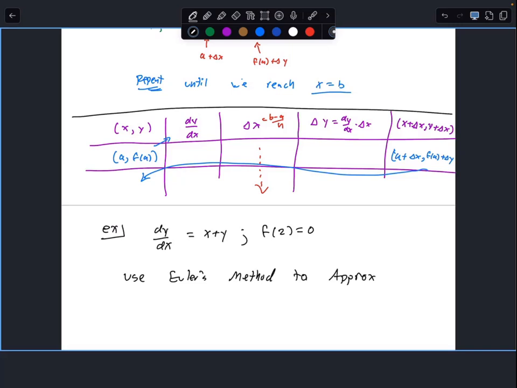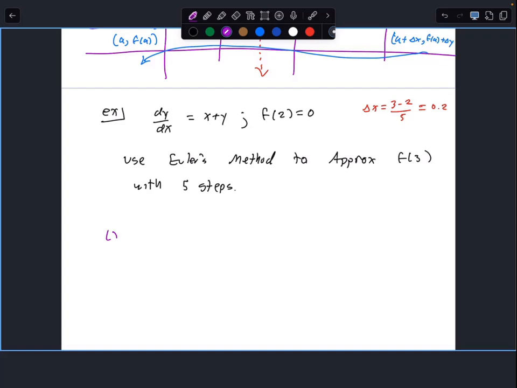F of 3 with 5 steps. All right, since we're doing 5 steps, my delta x is going to be equal to, I want to approximate 3, so 3 minus 2 over 5, which is going to give me 0.2 as my step length.